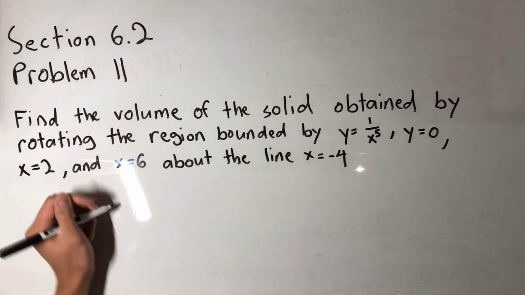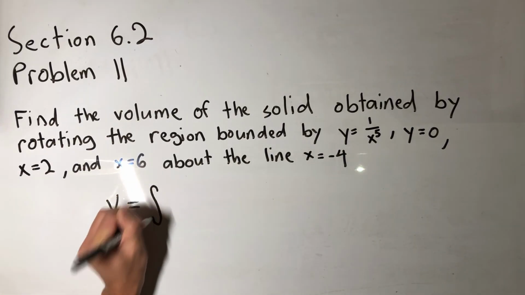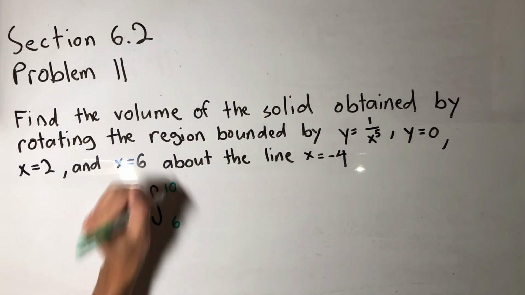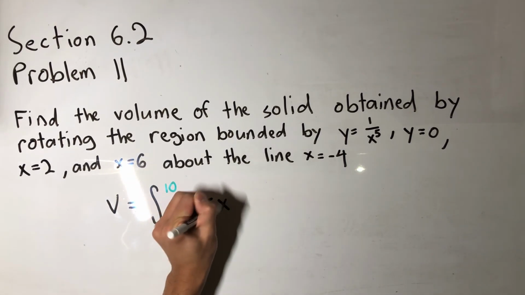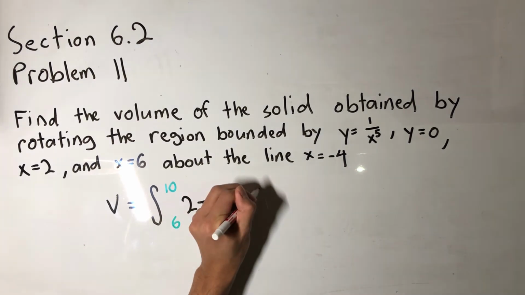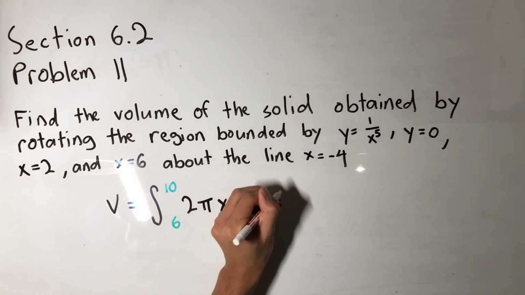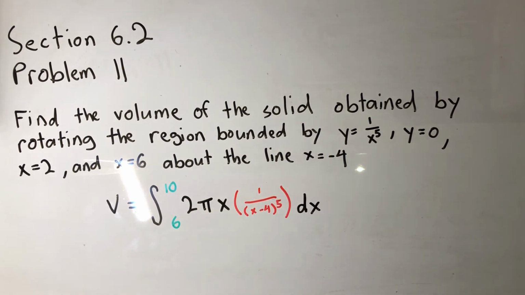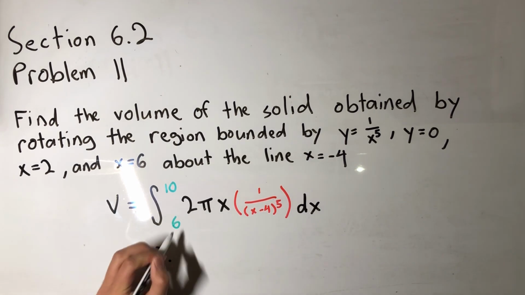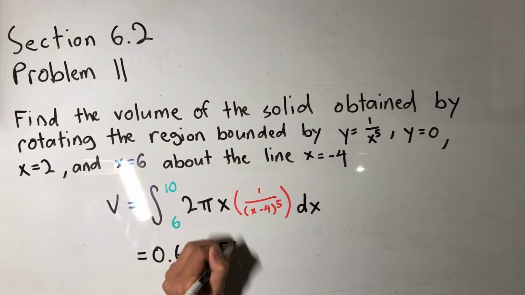And so now if we plug everything in, we'll get the integral from 6 to 10 of 2 pi x times 1 over the quantity of x minus 4 to the fifth dx. And I'm just going to skip all the algebra, but that'll give you 0.6399540.591.